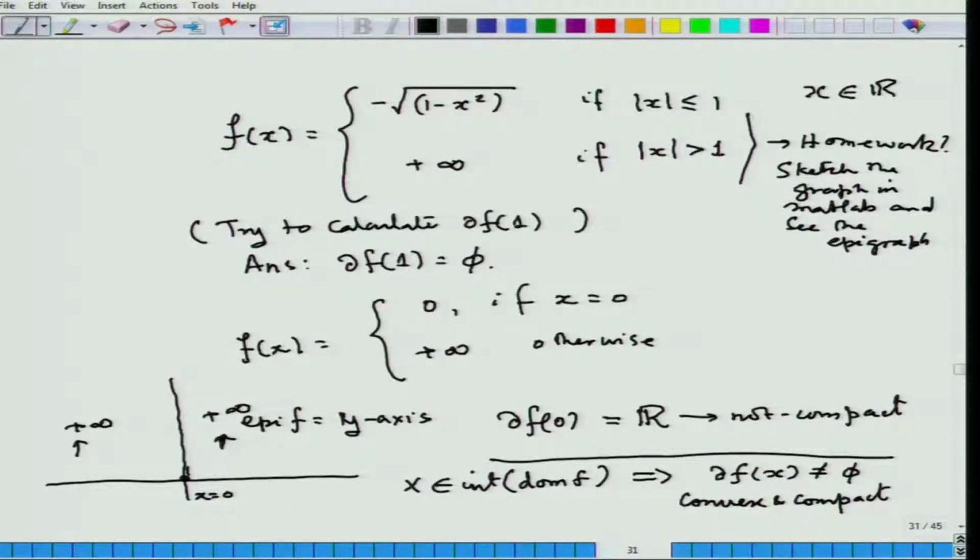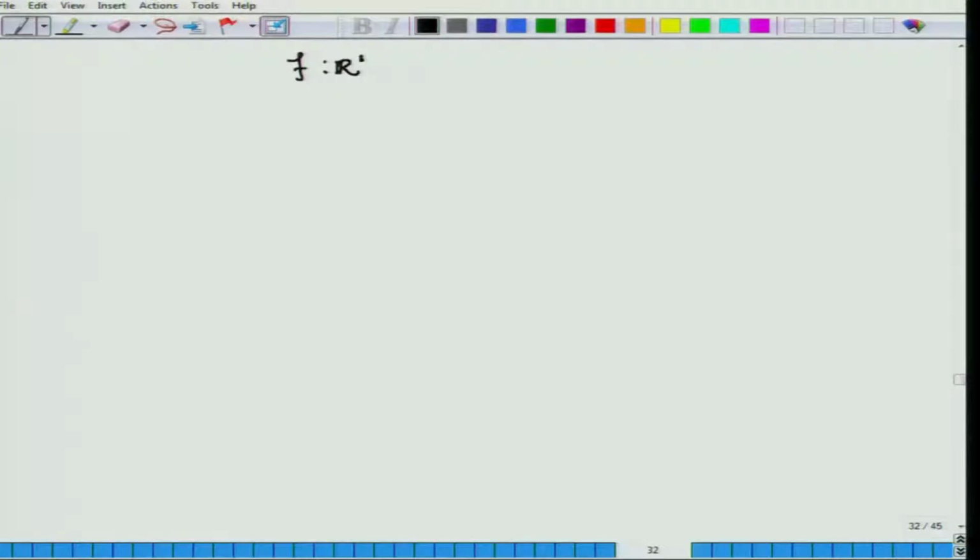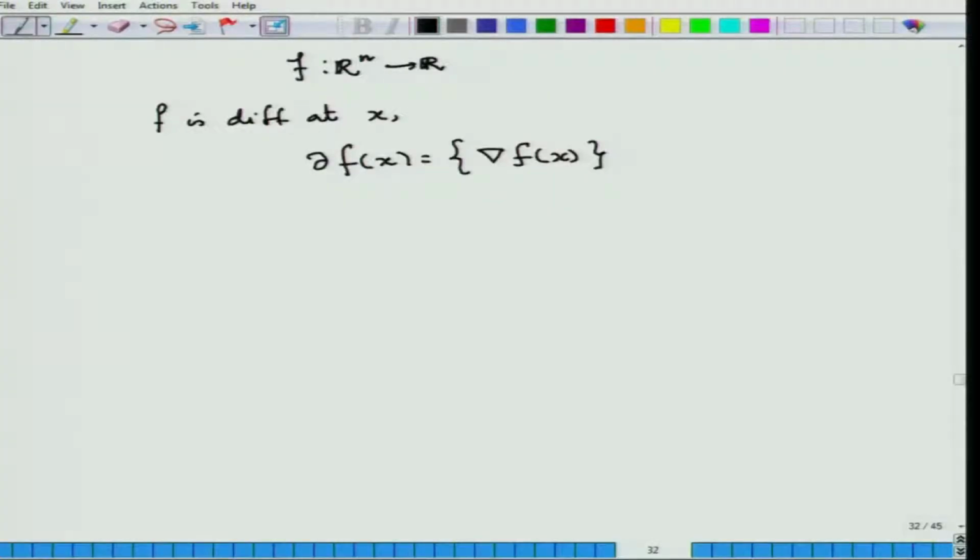Okay. You will now ask me a question, take the function from R^n to R, go to a simple case. Of course, many optimization problems would be of this class. Now, if f is differentiable at x, do you have this fact that the subdifferential contains only the gradient? The answer turns out to be yes. The subdifferential has only the gradient, and that is why the subdifferential idea is a true generalization.